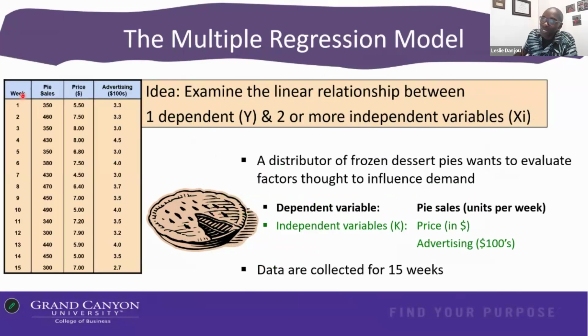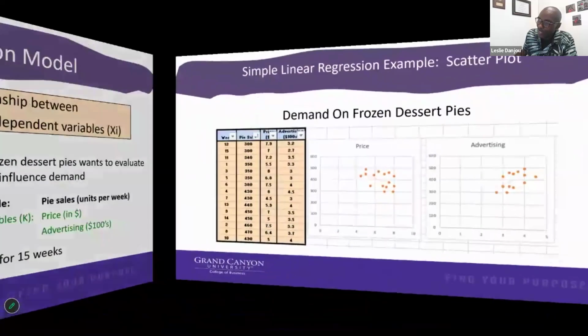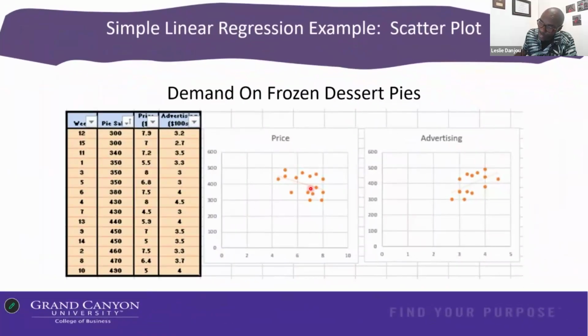So we will get the information. This is the pie sales, the end results. This is the price that you have set. This is how much you paid for advertising. And then you can put it into a regression analysis. You can actually see how the price affects your final sales. It's going down. It's a negative correlation. Every time you raise the price, you get less pie sales.